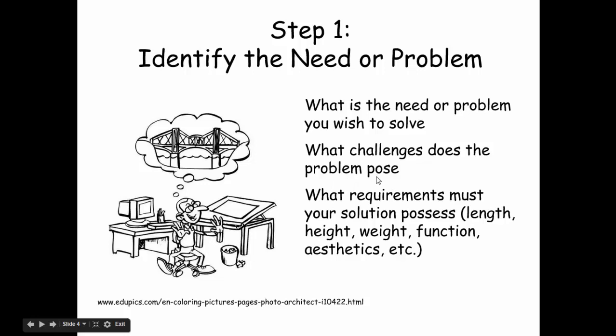So we need to think about the challenges that the problem poses. Well, throughout the day, they're going to need different amounts of insulin. When they eat, they're going to need more. When they exercise, they're going to need less. Then we need to think about what requirements the solution must possess. So what should the length of it be, the height, the weight, the function, what does it need to do? How should it look, right? How big should it be? What should it be made out of?